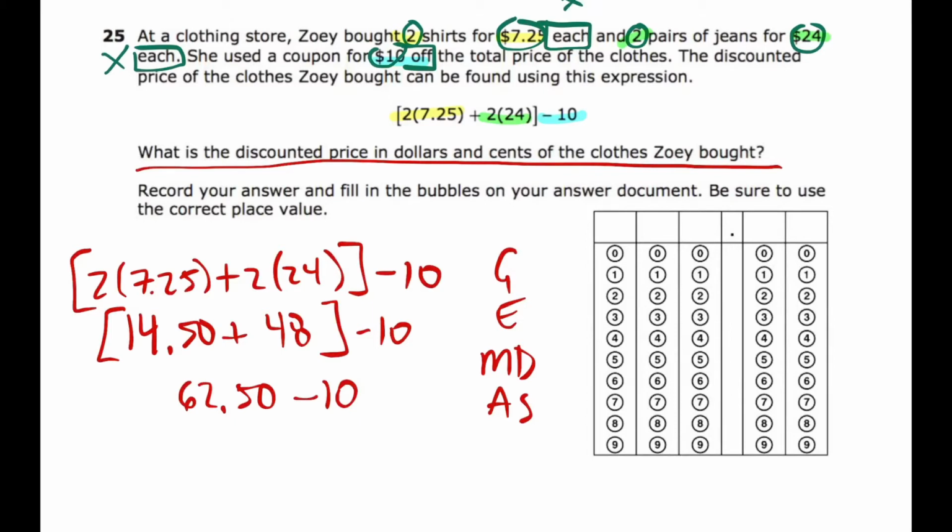So $62.50 minus 10 will give me $52.50. And so I just need to make sure that I take note of where my decimal is, fill in my numbers in the appropriate place value, and then just fill in my bubbles. And again, as we talked about before, you don't have to put this leading 0 here. You can if you want to, and that will be a correct answer. Or if you left it off, that's still a correct answer.